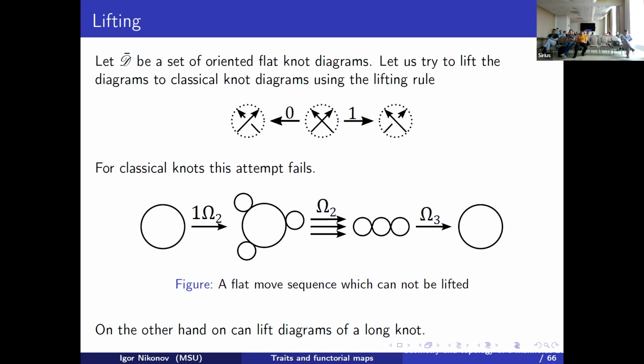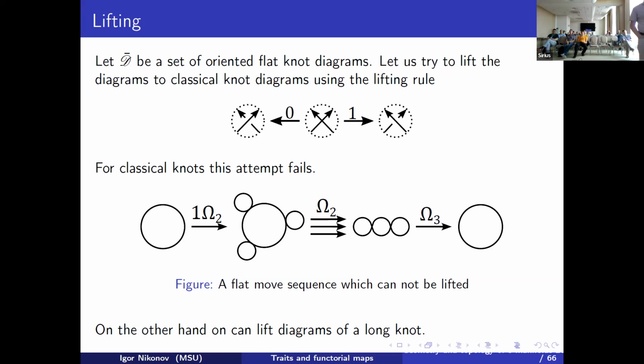When we try to do it in the classical case, or for classical knots, we will fail. For example, if we consider this trivial diagram, we can make 3 loops. 2 of these loops will have the same sign. And if we eliminate the rest, we'll get such a diagram with 2 loops of the same sign. And we cannot eliminate these 2 loops with a second Reidemeister move, like we can do in the flat case. So there is no functorial map in the classical case.